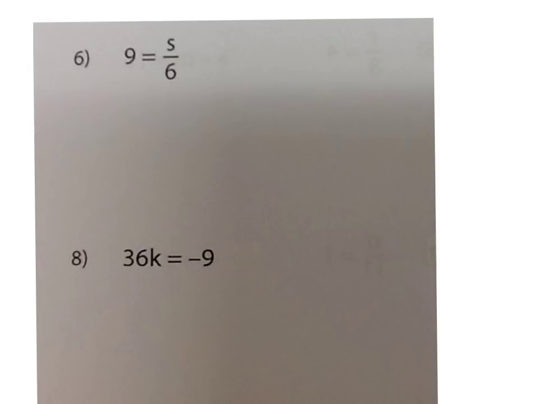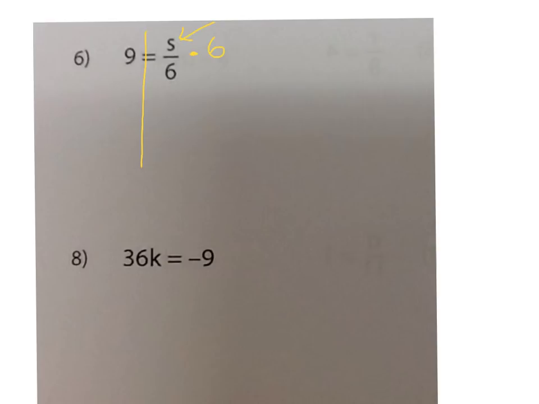To solve a multiplication or division equation, we follow the same steps as we did when we were modeling. We work on the same side as the variable, so in this problem 9 equals s divided by 6, s is the variable. And so we want to work on the right side of the equation. We look at s divided by 6. If we want to get s by itself, what is the opposite of dividing by 6? The opposite of dividing by 6 is multiplying by 6.